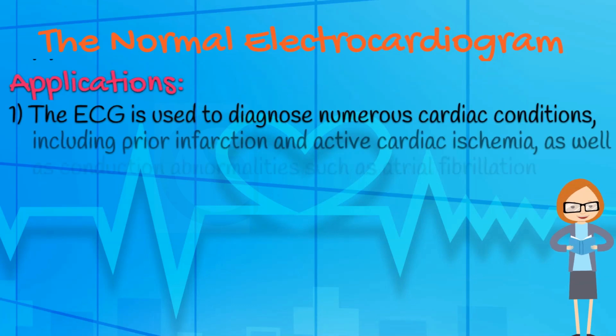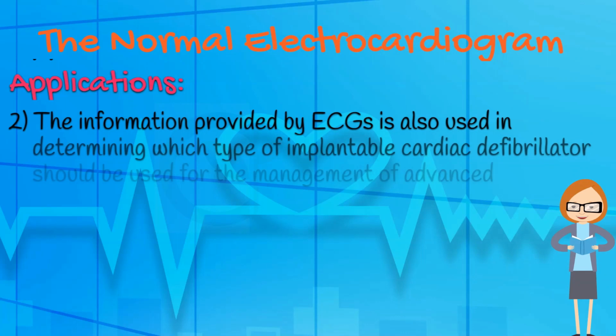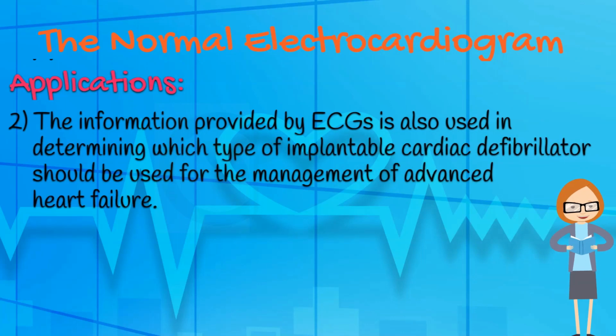What are the applications of ECG? Let's learn. The ECG is used to diagnose numerous cardiac conditions, including prior infarction and active cardiac ischemia, as well as conduction abnormalities, such as atrial fibrillation and life-threatening tachycardias. The information provided by ECGs is also used in determining which type of implantable cardiac defibrillator should be used for the management of advanced heart failure.